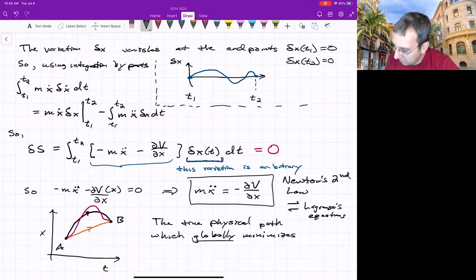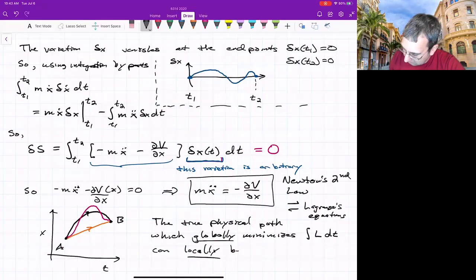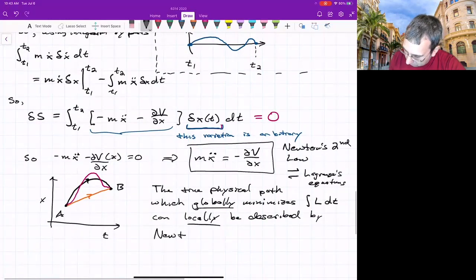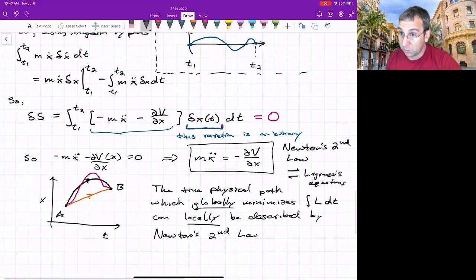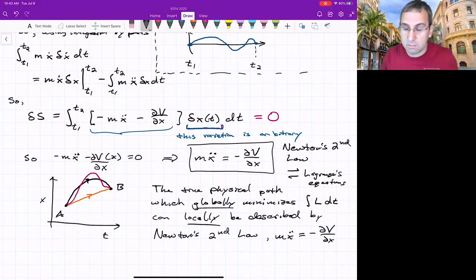It globally minimizes the integral of the Lagrangian over time, and can locally be described by Newton's second law, which is also a form of Lagrange's equations, right? So you get a differential equation, and that's kind of weird. All right.